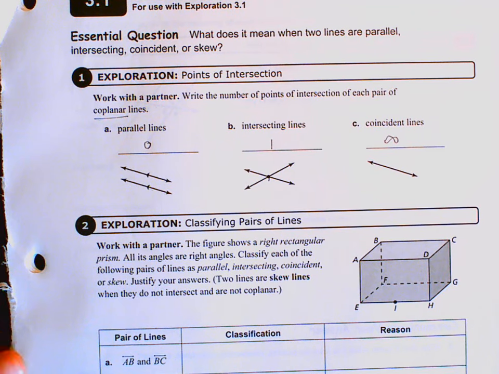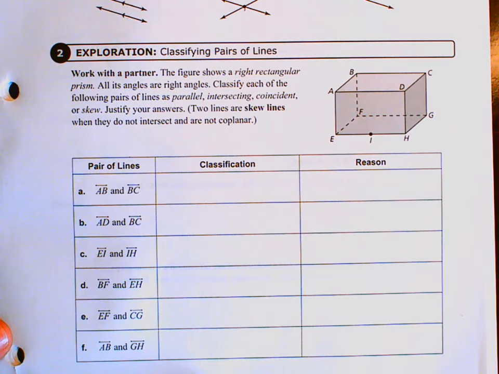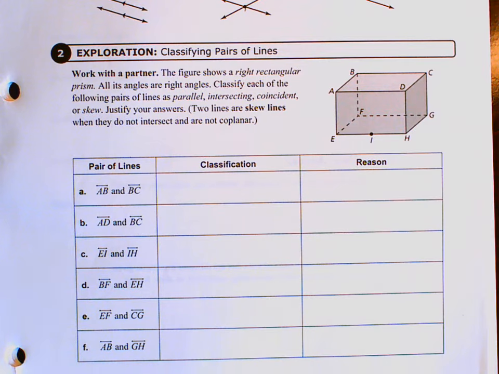Now for the second exploration, we have this example where we are going to classify the relationships between the two lines. Now we are on page 65. The figure shows a right rectangular prism. In other words, like a box. All its angles are right angles. Classify each of the following pairs of lines as parallel, intersecting, coincident, or skewed. Note that two lines are skewed lines if they do not intersect and are not coplanar, meaning that they're not in the same plane.